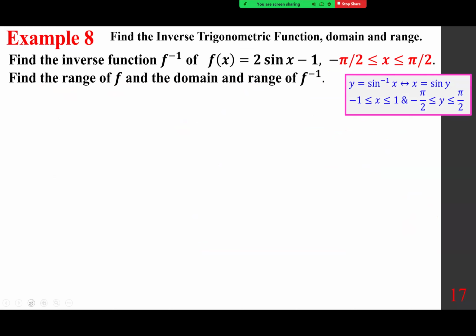Find the inverse trigonometry functions, domain and range. Find the inverse function, f inverse of f of x, being f of x is given as 2 sine x minus 1, and x is between negative pi over 2 and pi over 2. Remember, we restrict the domain. And if they have any other restriction, we follow. Find the range of f and domain and range of f inverse.